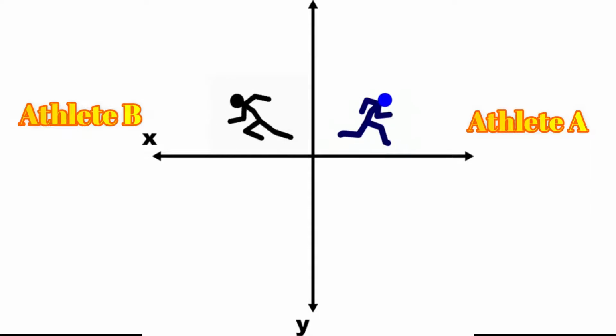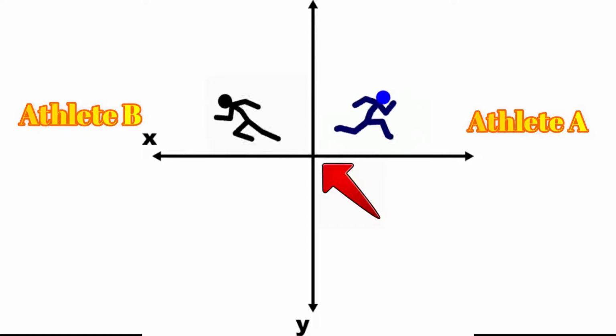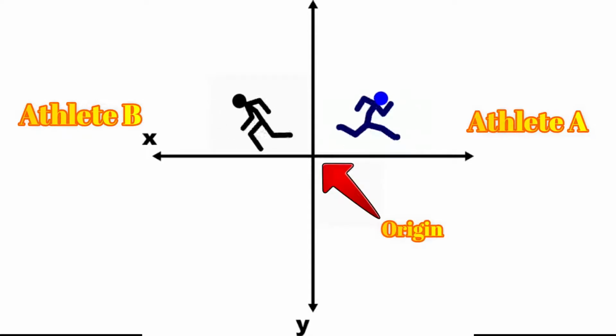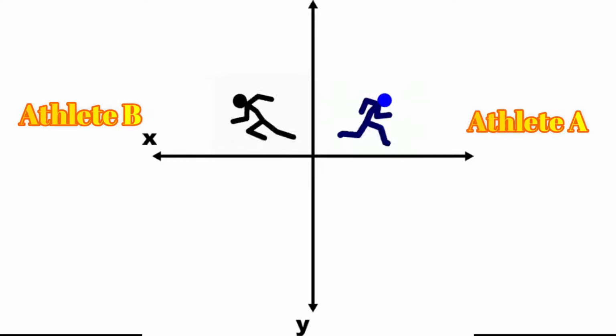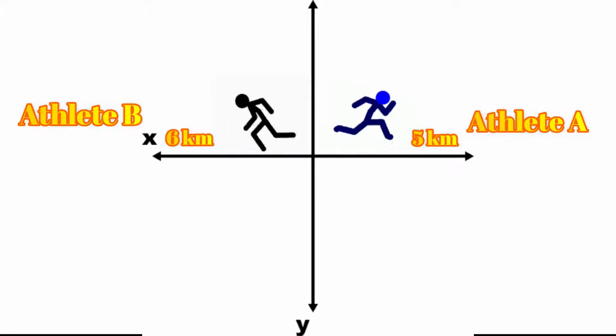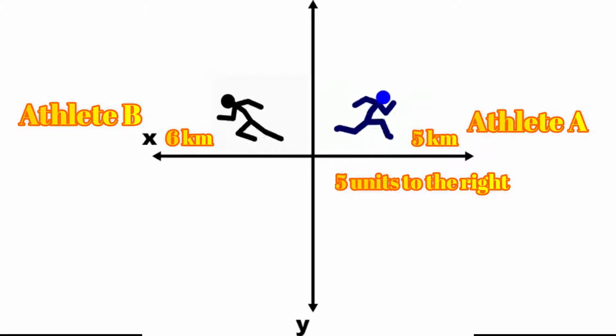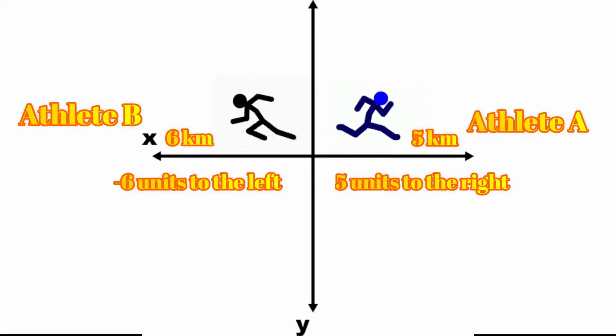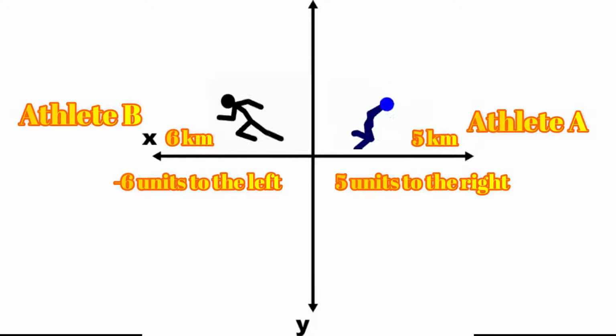Let's put the two athletes in the Cartesian plane. The point where the two athletes started running is what we call the origin. Suppose after 30 minutes, athlete A already covered 5 kilometers, and athlete B covered 6 kilometers. Observe the direction and the distance covered by the two athletes. On the x-axis, athlete A covered 5 units going to the right, while athlete B covered 6 units going to the left. Since athlete B is going to the left, therefore it is negative.